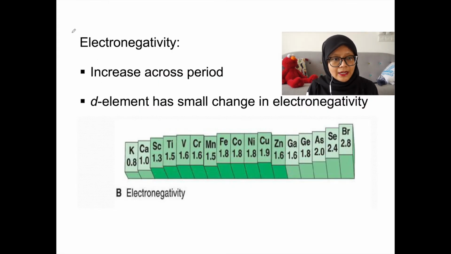And then other than that, we are going to discuss electronegativity. So what do you understand about electronegativity? It's actually the tendency or the capability to attract electrons to itself. Okay, so what happened here, from left to right, the electronegativity increases across the period, but for the d elements, they have small change in electronegativity because of what? Because of the presence of the d electrons.